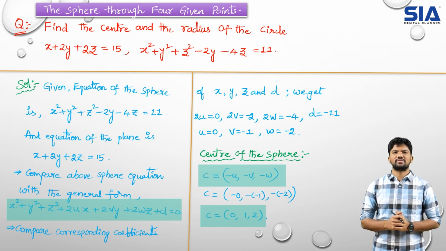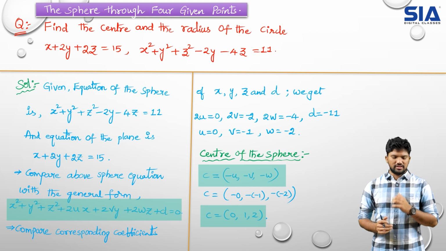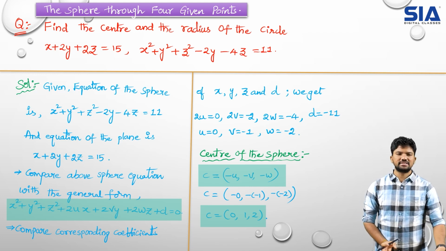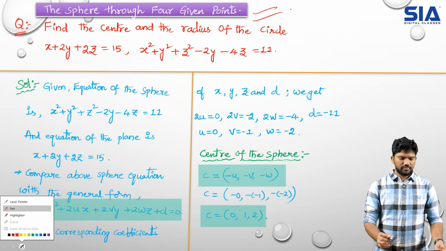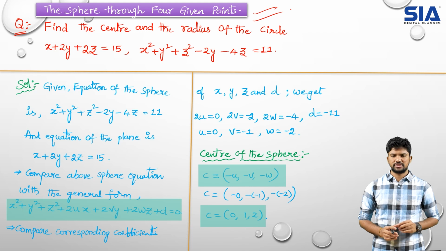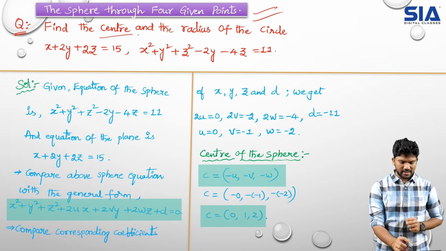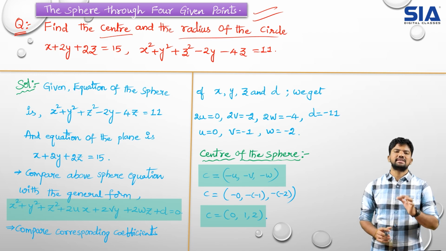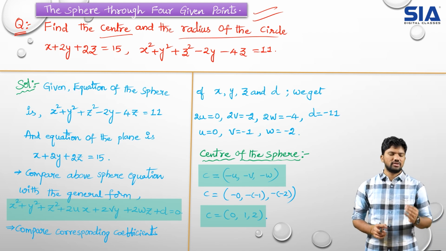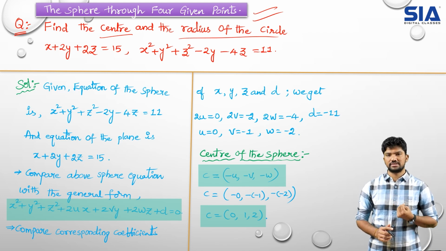In this lecture, we are going to discuss the first concept of the first unit, spheres. The first concept is the sphere through four given points. In this concept, first of all we are going to find how to find the center and radius of the circle. In the previous introduction class we discussed that we have three types of circle equations.